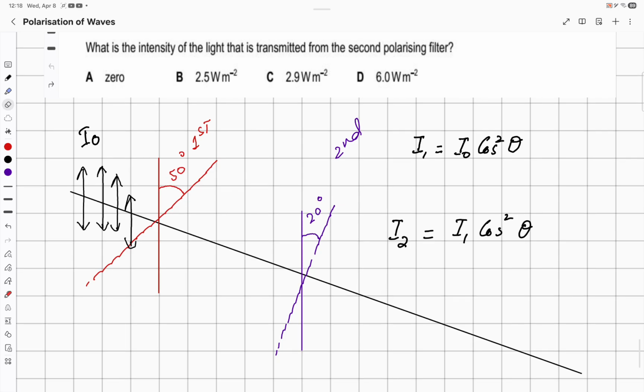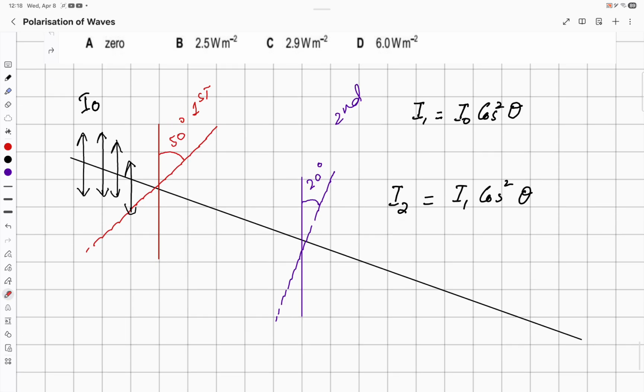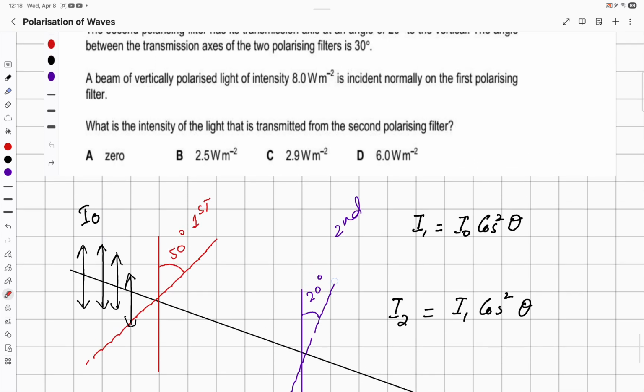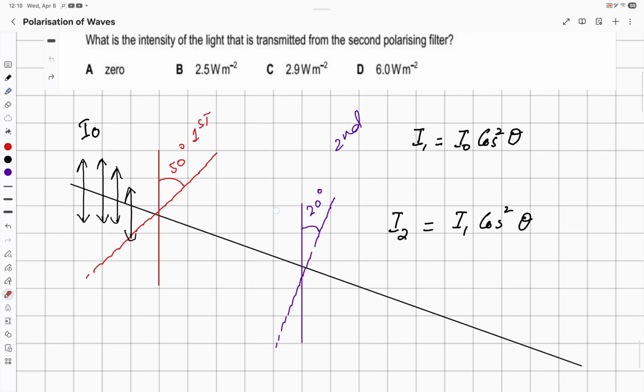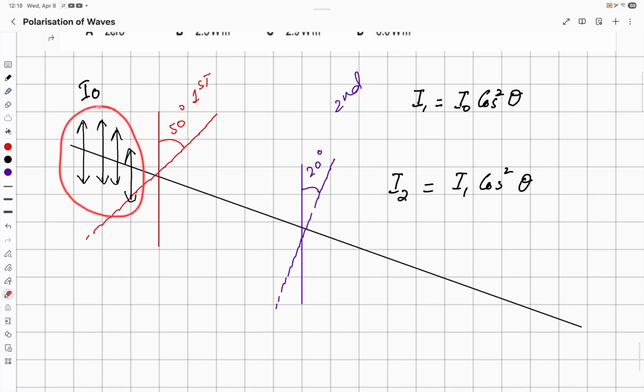See that? Over here, this is the original intensity which has been vertical. It's been mentioned over here. The beam of vertically polarized light is incident normally on the first polarizing filter. The first polarizing filter is at an angle of 50 degrees. The second polarizing filter is at an angle of 20 degrees.